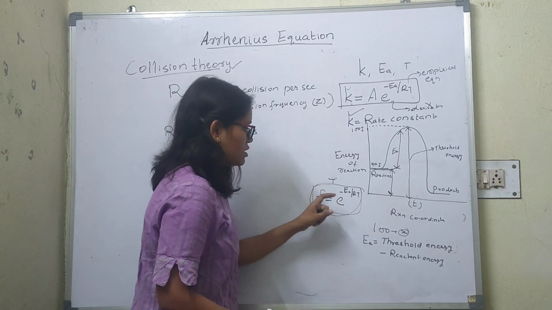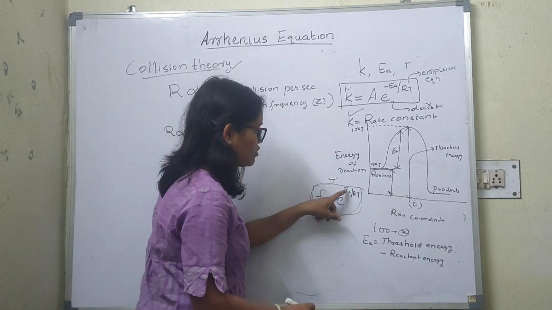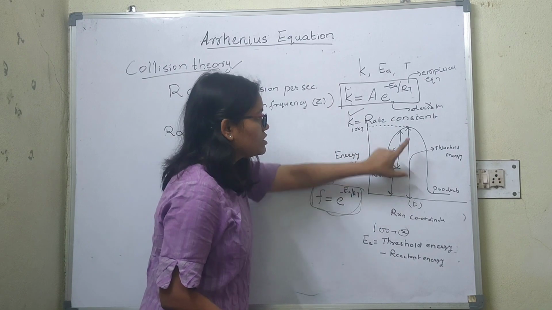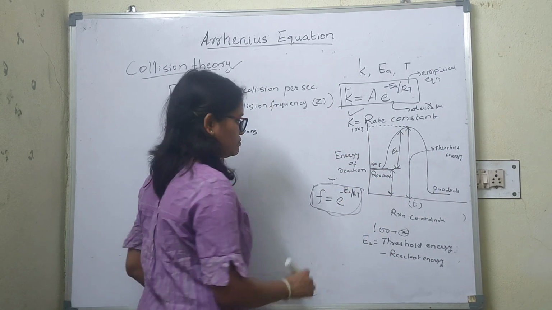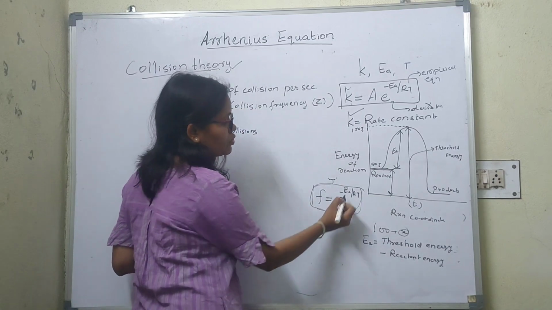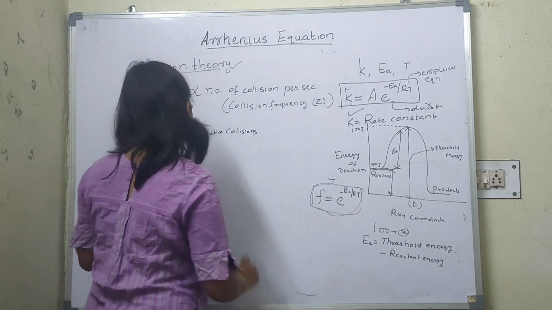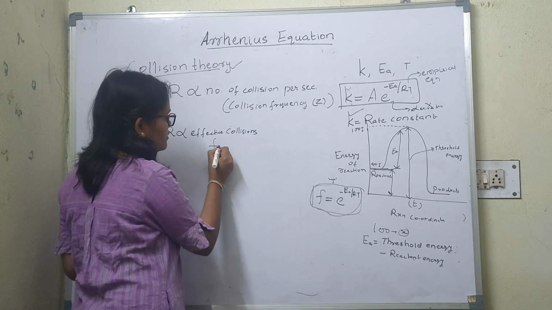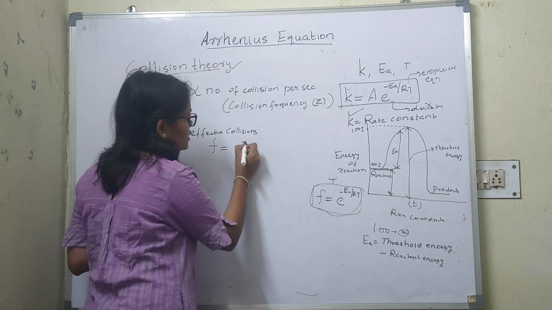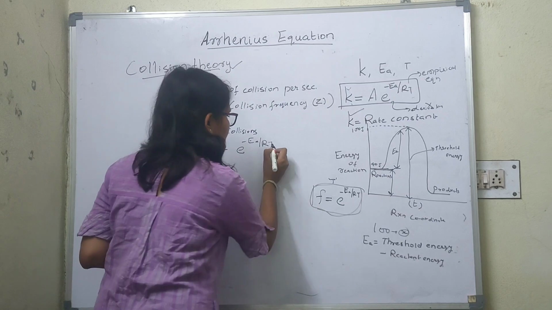So what does this say? What does this distribution give you? This gives you the fraction of molecules that have this threshold energy to cross this activation energy barrier. So this fraction depends both on the activation energy and temperature. Rate is proportional to effective collisions, and effective collisions are given by this factor e power minus Ea over RT according to Boltzmann distribution.